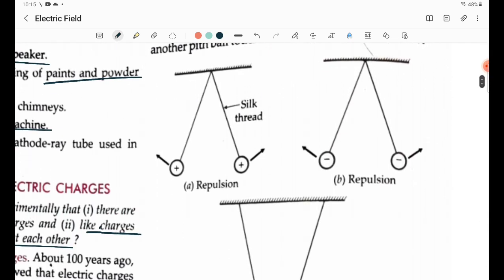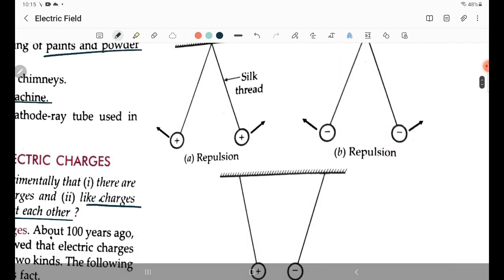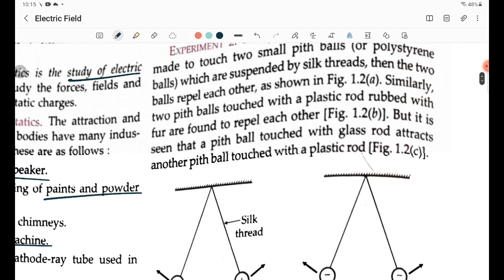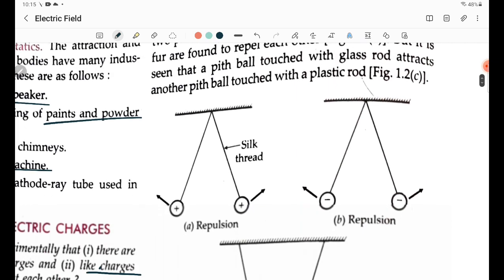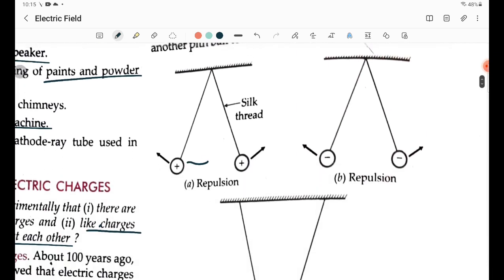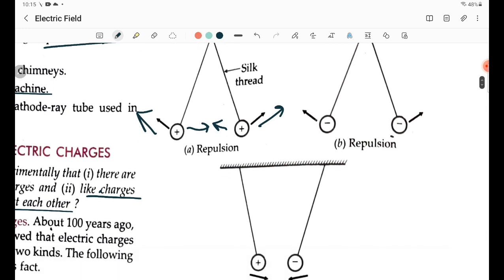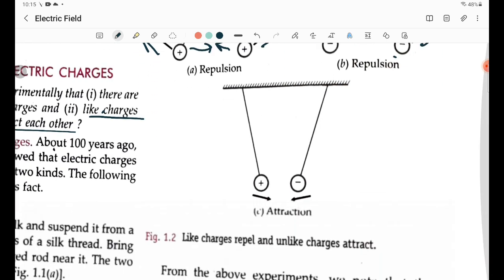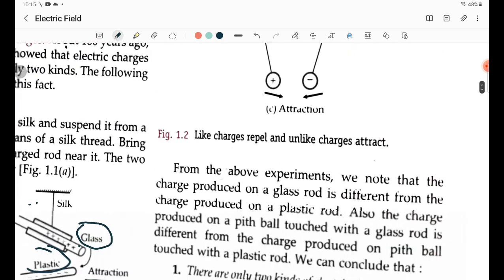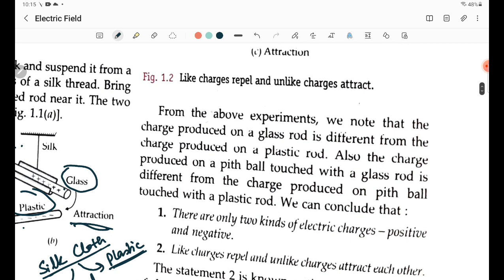Another experiment, see, they have taken two pith balls with the same charges. Both positively charged, coming closer, no, they are getting away, they are repelling. The same thing is happening to negative, but one positive, one negative, they are attracting. So like charges repel, unlike charges attract.